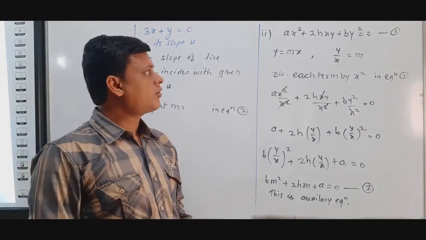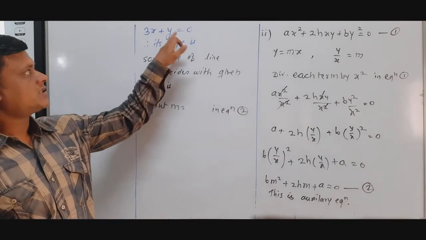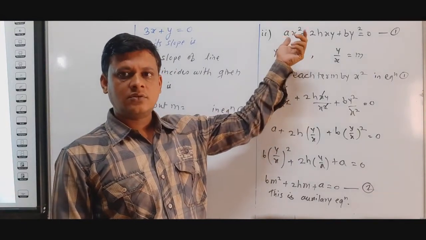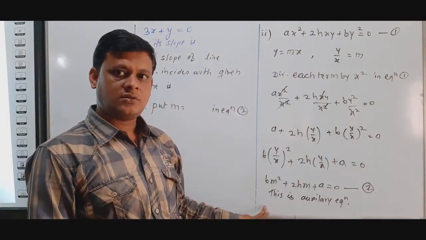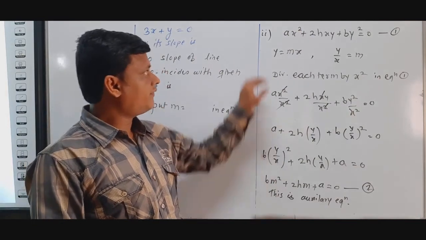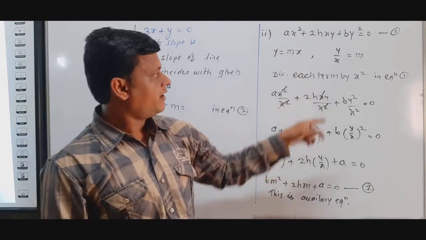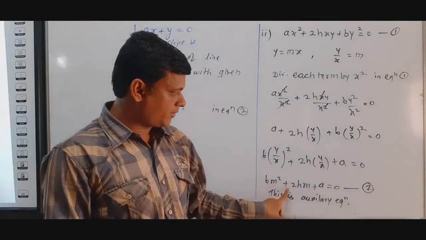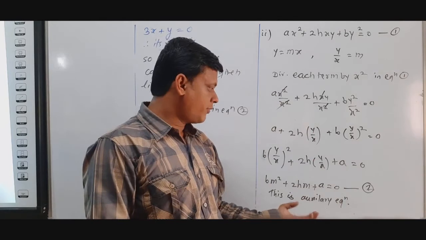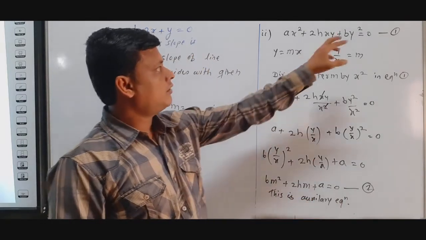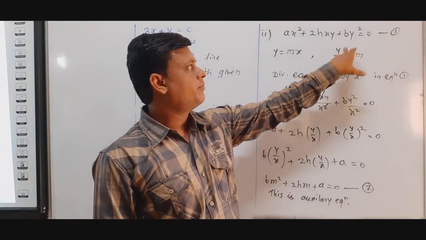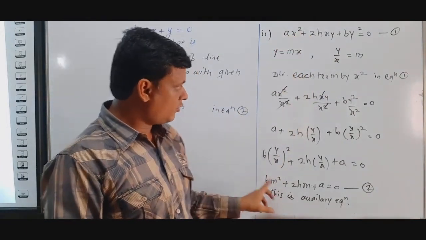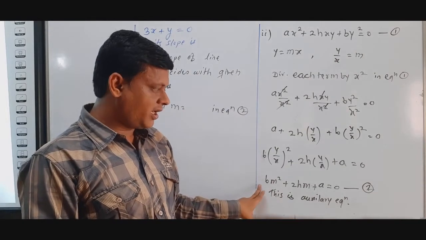In the second example, we are given that the line 3x plus y equals 0 is perpendicular to one of the lines. So we first write the auxiliary equation for the given equation, as we saw in the first example. We divide each term by x square, then substituting the value of y by x, we get bm square plus twice hm plus a equals 0. If you have to write the direct equation, you have to write the terms of y first. So bm square plus twice hm, and after dividing x square by x square we get 1, so we write a. So in the second example you can write the auxiliary equation directly.